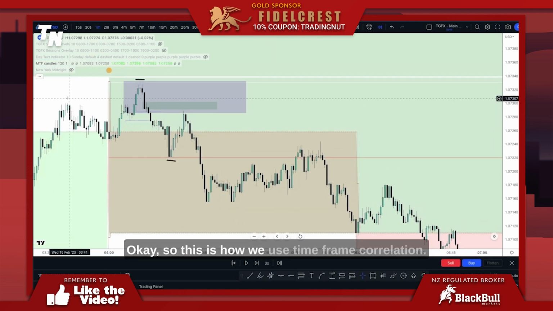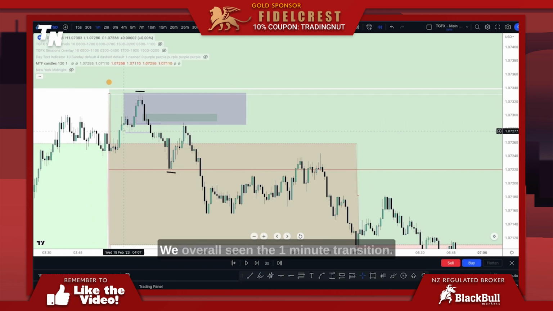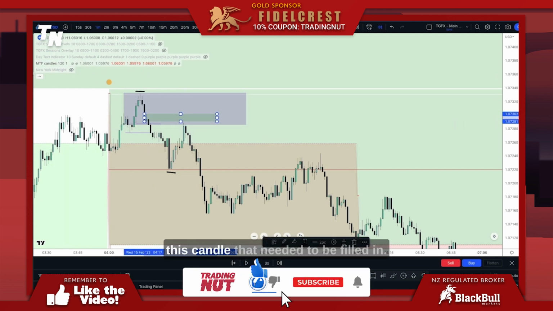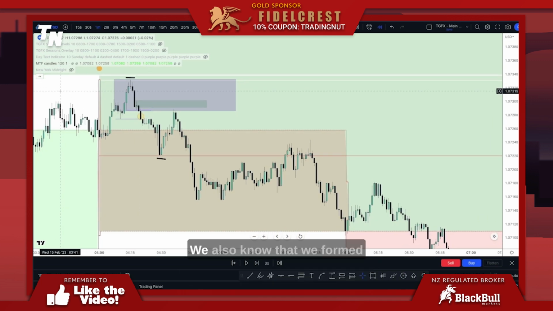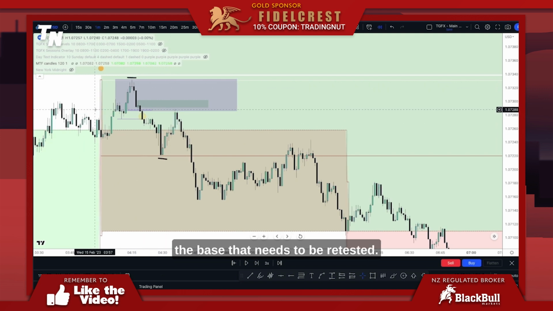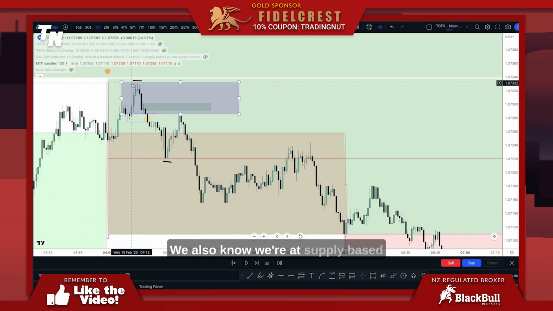Okay, so this is how we use time frame correlation. We overall saw the 1 minute transition. We know the 1 minute created a new level of supply here. We know that we had an imbalance on this candle that needed to be filled in. We also know that we formed a 7-minute bearish order block, and we know that this purple area is the base that needs to be retested. We also know we're at supply based off of this 2-hour zone here.